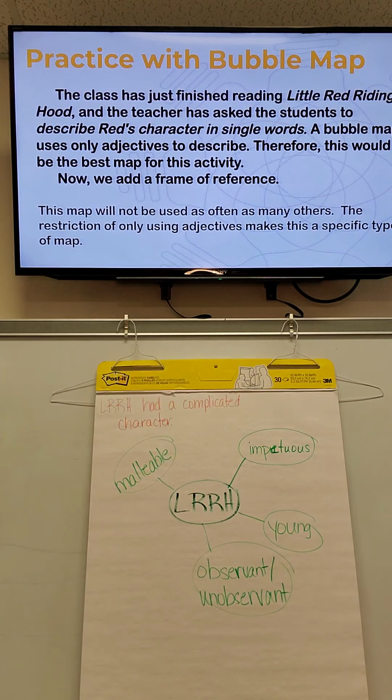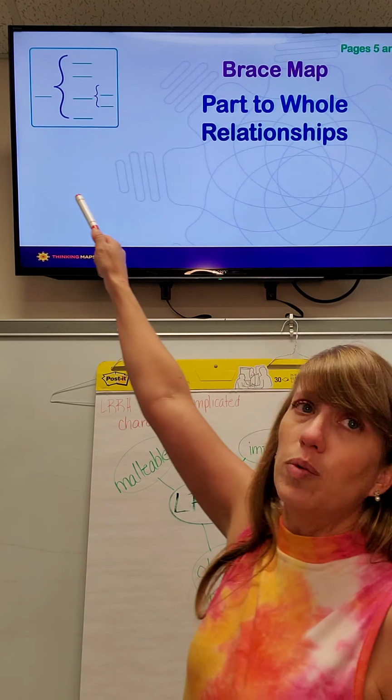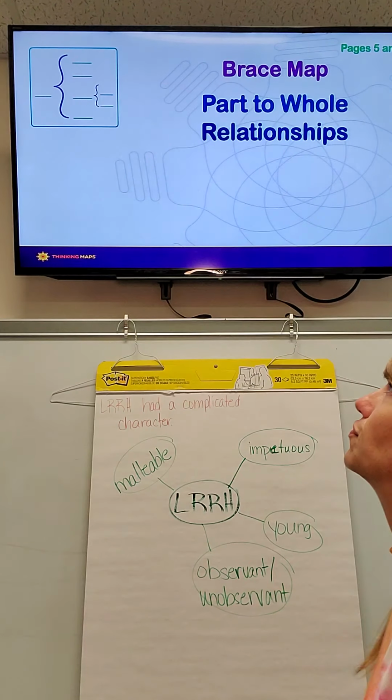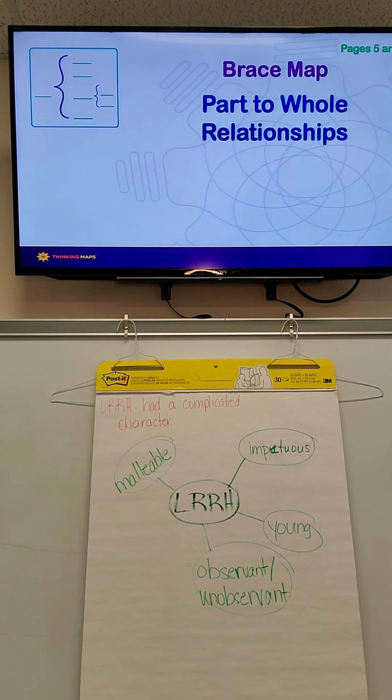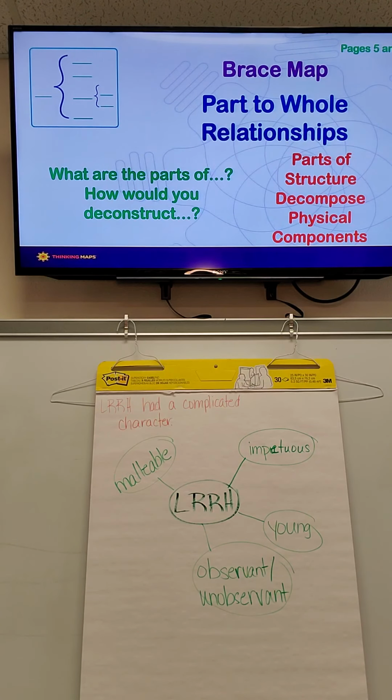All right, so next we're going to talk about something called a brace map. A brace map, another way to say it, is a part to whole. So you start with the whole and it works down into the different parts. Some of the questions you might ask when you use one of these is, what are the parts of? Or how would you deconstruct or take apart something? Some specific verbs are parts of, structure, decompose, physical components.